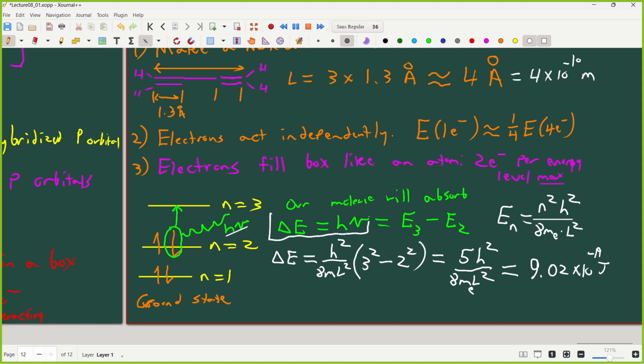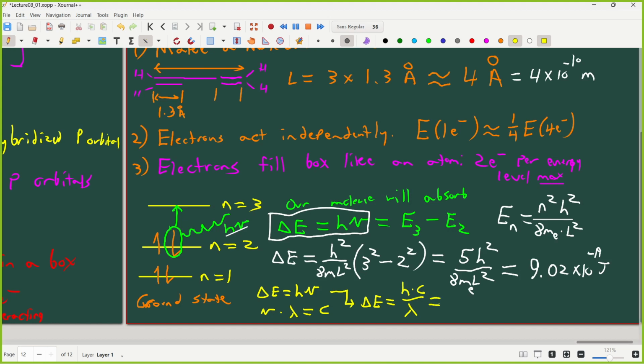Well, all we need to use is Planck's law. It says that delta E, the energy difference, or the energy of that photon, is h nu. And the frequency of the light times the wavelength of the light is equal to the propagation speed, which is the speed of light. So this means that delta E, the energy difference in joules, is equal to h times the speed of light over the wavelength. All I have to do is take this 9.02 times 10 to the minus 19 and calculate it. So let's go ahead and do that.